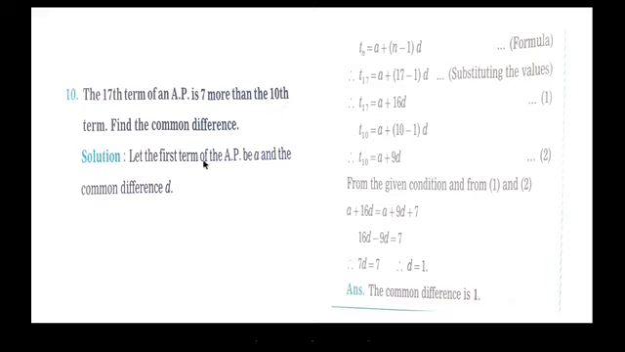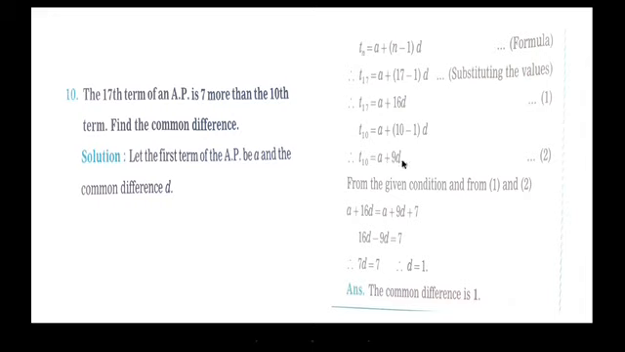Okay. So we take the first term of the AP to be A and common difference as D. So we have the formula Tn is equal to A plus n minus 1 into D. So we are given the relation between the 17th term and the 10th term. So we write the formula for the 17th term and the 10th term. So we have T17 is equal to A plus 17 minus 1 into D. That is T17 is A plus 16D. 17 minus 1 is 16 into D. Similarly, T10 is equal to A plus 10 minus 1 into D. That is T10 is A plus 9D.